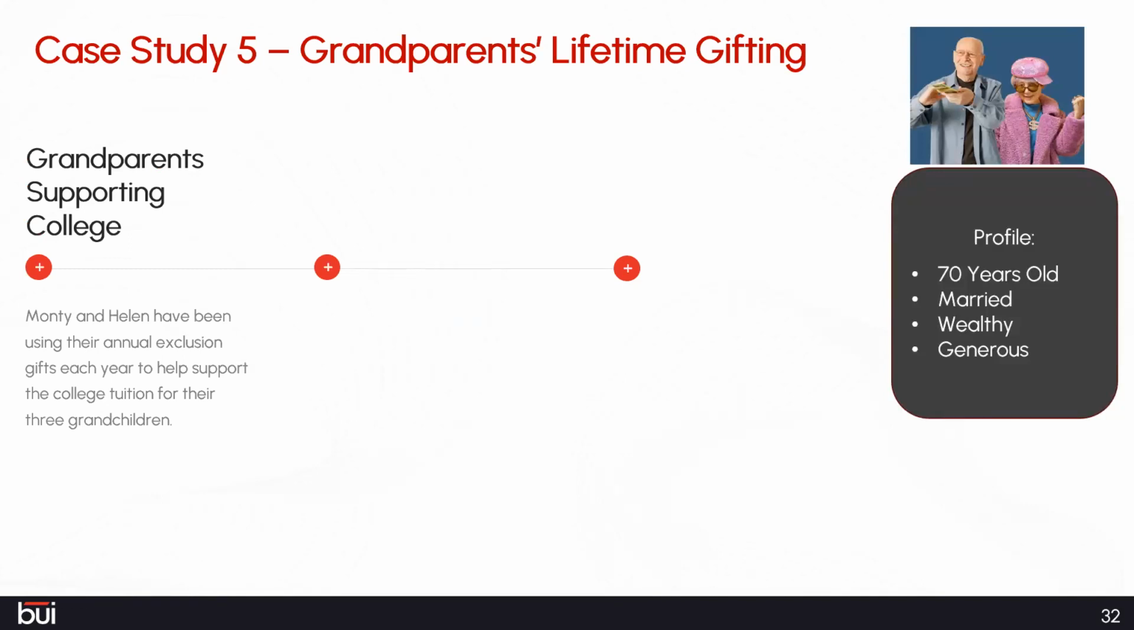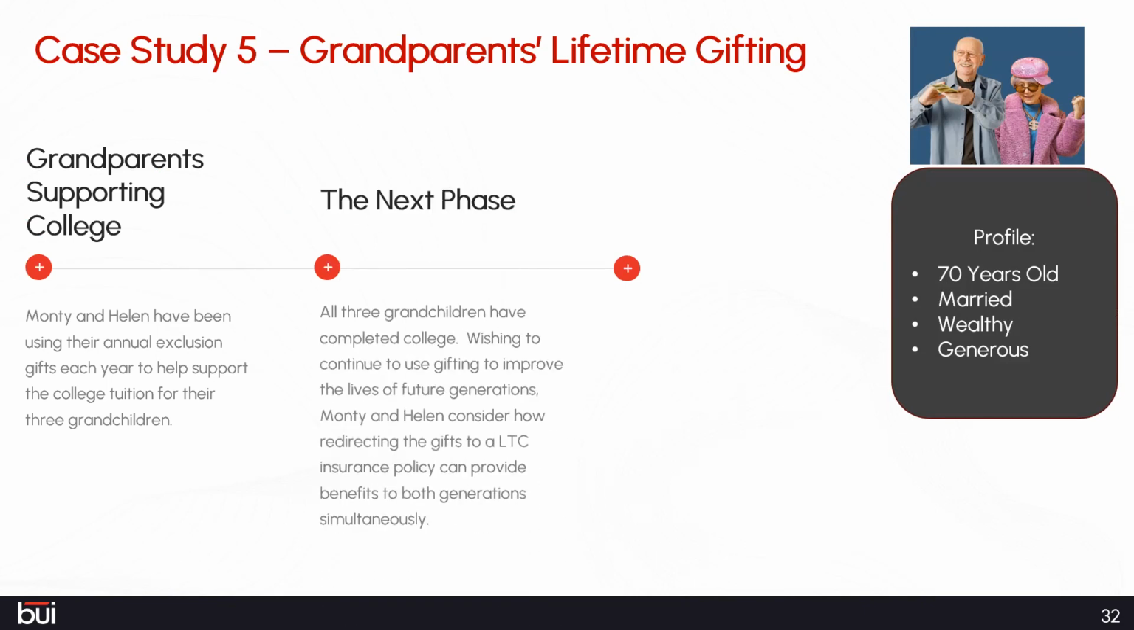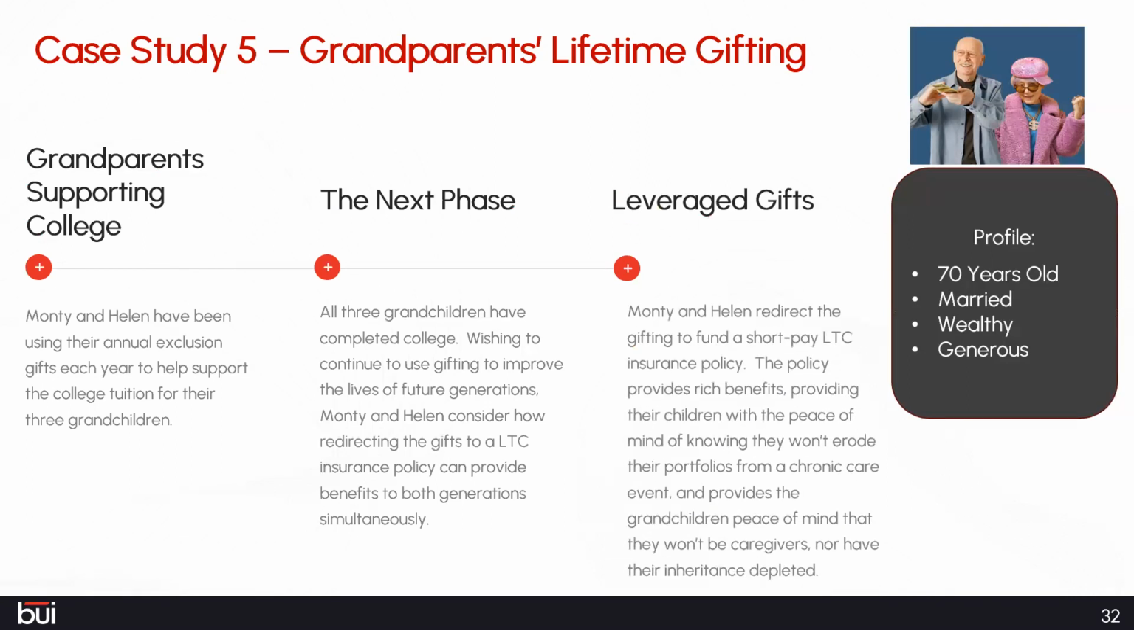And they're generous. So they've been using their annual exclusion gifts of $17,000 each year to help support the college tuition of the grandkids. The grandkids have now graduated from college, and Monty and Helen are already comfortable with the lifetime gifting, and they want to find a way to redirect those gifts to a way that can benefit the whole family and get leverage on their dollars without dipping into their lifetime exemption.